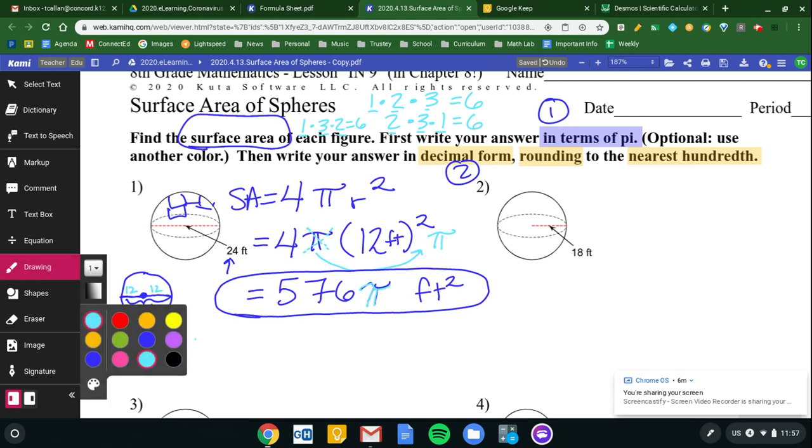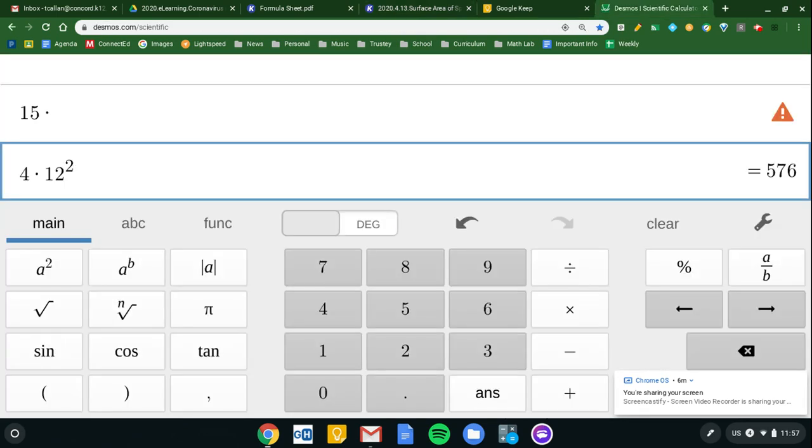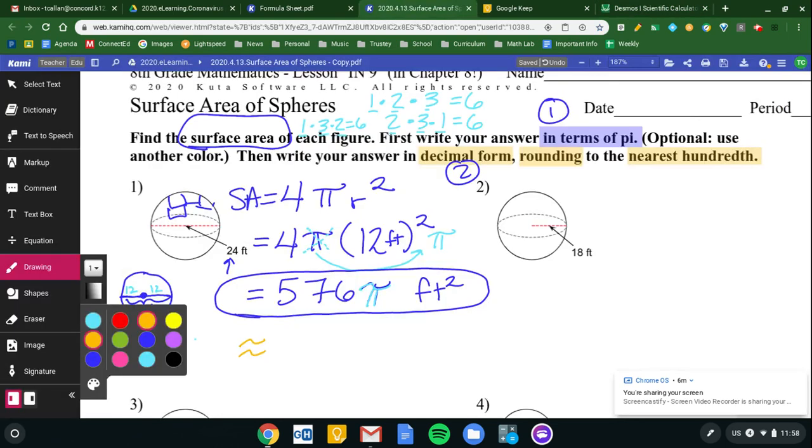But the other way that I need to write it is the approximate answer in decimal form. So I go back to my calculator, and I'm simply going to add in times pi. And now you'll see off to the side we have 1,809.557368 dot dot dot. It is closest to 56 hundredths. So I'm going to go ahead, come back to my assignment, and write 1,809 and 56 hundredths of a square foot.